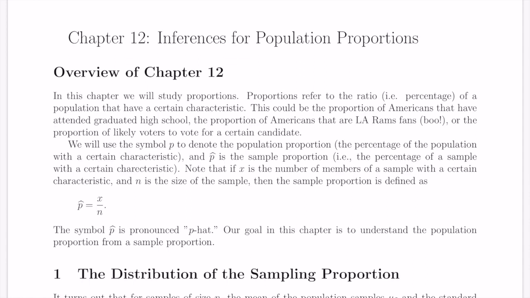Given a sample of size n, P hat is going to be our sample proportion, so that's the proportion of the sample that has that certain characteristic. To compute P hat, we take the number of members of our sample that have the certain characteristic, and then we divide by the size of our sample, n. P hat is how we're going to denote this quantity.